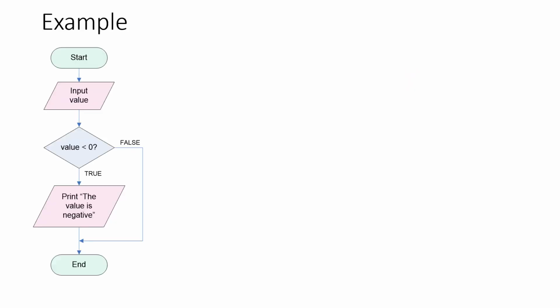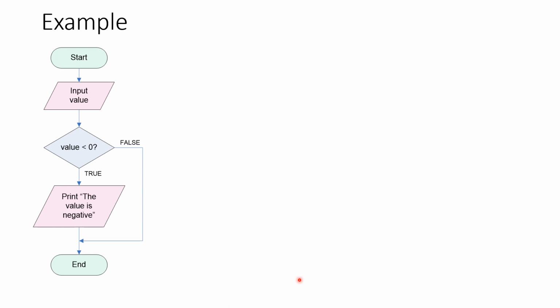Okay, let's look at an example. Let's say I have this flowchart. This flowchart is actually from chapter 1. We're going to take input from the user, and then we're going to test that input value, whether it's less than 0 or not. If it's less than 0, we're going to print the value is negative, and then we end our program. If it's false, then we just end our program.